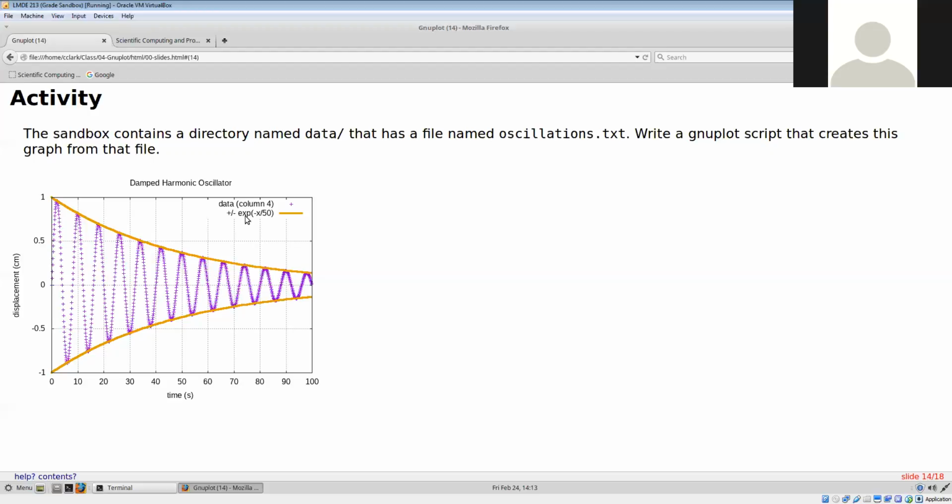I actually just used a function, the exponent of negative x over 50. So I did 2 of those, one on the positive side, one on the negative side, to generate this. And I also changed the width of that line so that it's a little bit thicker than just a real thin line.